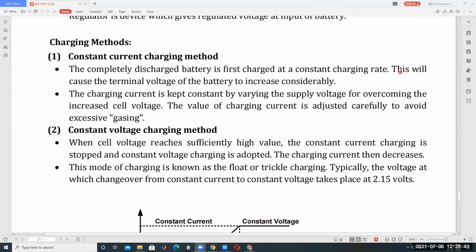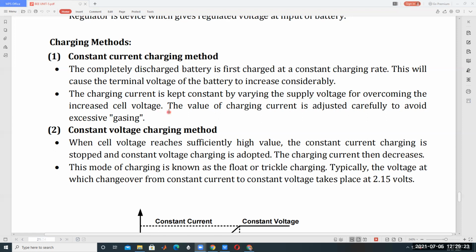This charging current is kept constant by varying the supply voltage. By maintaining the current constant and varying the voltage, we charge the battery. The current is kept constant by varying the supply voltage, by using a regulator. The charging current is kept constant by varying the supply voltage to overcome the increased cell voltage.